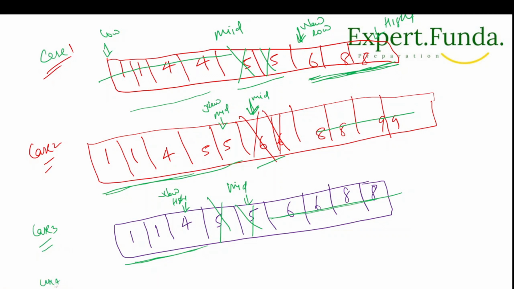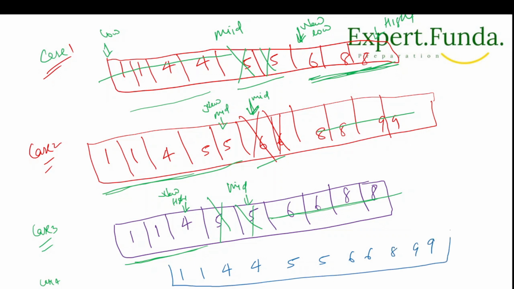I'll consider this one. Okay, now we have 1 1 4 4. Now we have 5 5 6 6 8 9 9, the original one. Okay, so in this case we know our mid is right. Let me write this one.